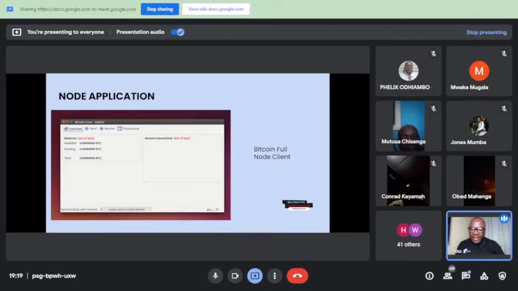The other way, if a node is a light node for the purpose of, let's say, just having a Bitcoin address where you send and receive Bitcoin, a light node application such as a wallet will need to be installed. So that is about node applications, and that is where you begin from. Depending on how you are interacting with that blockchain, you select your application that way.